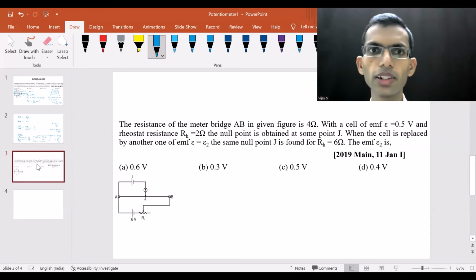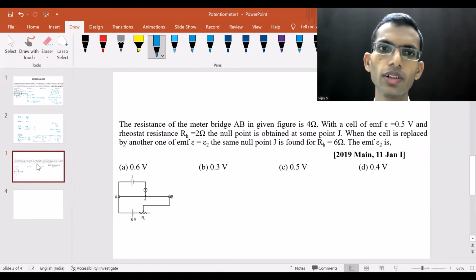Here, let us see what he gave. The resistance of the meter bridge AB in the given figure is 4 ohm.